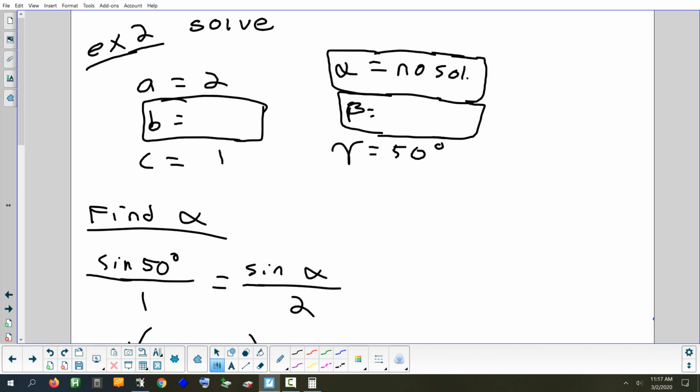Now, if you can't find a solution for alpha, then you can't add it to 50 and subtract it from 180 to get beta. And if there's no solution for beta, then you can't find B. So in terms of the time, it's the opposite of the last one. Same type of problem, very quick solution because you can't solve it.